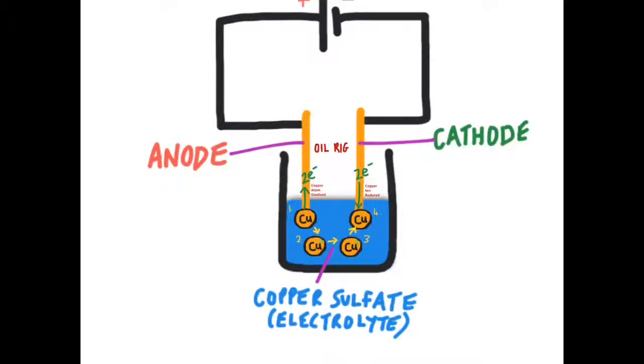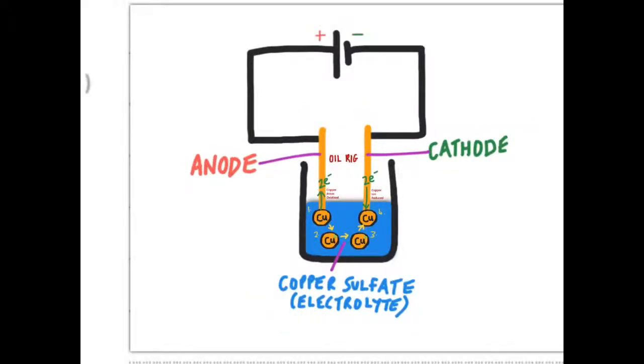Now, oxidation and reduction can refer to gaining and losing oxygen, but in electrolysis and ions, it's talking about electron transfer. So remember, oxidation occurs when you lose electrons. Oxidation is loss, and reduction happens when you gain electrons. So reduction is gain.